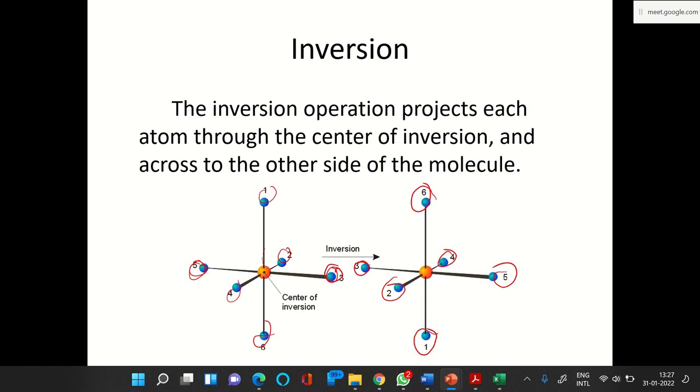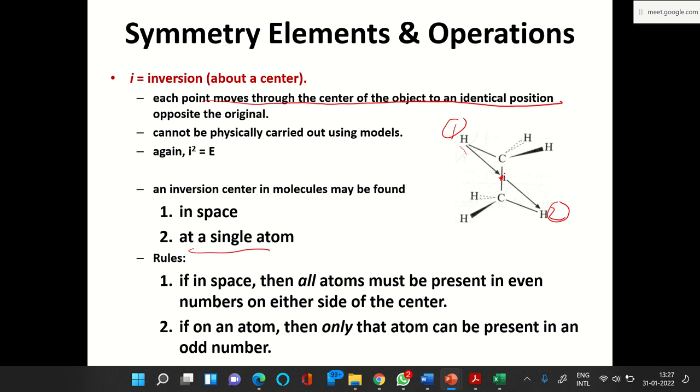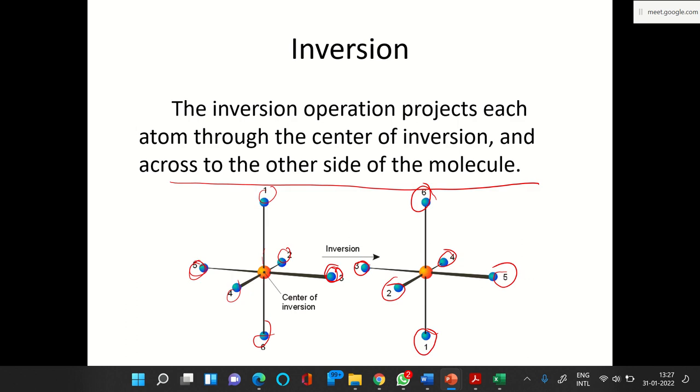So you have to move that atom across to the diametrically opposite side. If you draw a line through the central atom and this atom, then across that line the two atoms will be completely interchanged. So moving across to the other side of the molecule through that point is inversion. Looking at an SF6-like molecule, an ML6-like molecule, you can clearly say that if you change the positions in this manner, the overall molecule remains unchanged, the appearance is unchanged. So that is a symmetry operation. The center of inversion, the center of symmetry, is there.